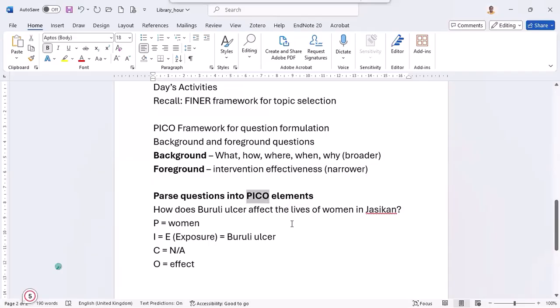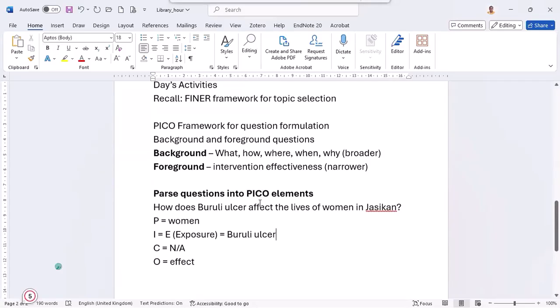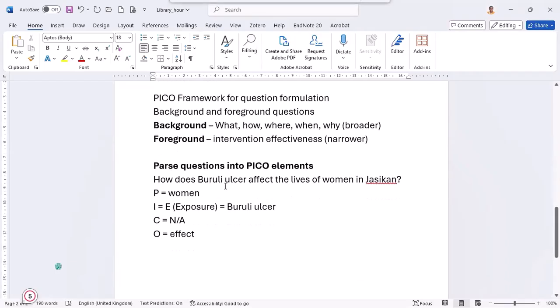I hope you also recollect that last week, we learned that the PICO can actually be adapted and changed. So you could see in the example of this question we have here, how does Buruli ulcer affect the lives of women in Jasikan? You see that we didn't have intervention. Instead, we had exposure. Of course, there was no comparator there, and we did not have any outcome statement specifically. But the word affect, we said, was to be nominalized. It is a verb at this point. If we turn it into a noun, we have effects.